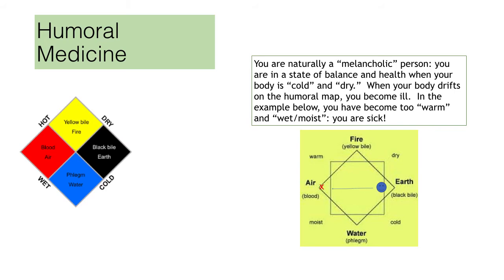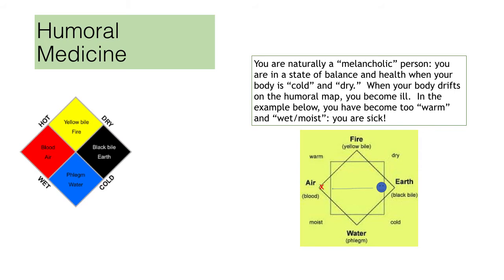Hippocratic Galenic humoral medicine taught that all human bodies were comprised of various elements or humors. These humors were yellow bile, black bile, phlegm, and blood. Each of these humors corresponded to particular qualities in a person. So, yellow bile, hot and dry; black bile, cold and dry; phlegm, cold and wet; blood, hot and wet. These four humors are also associated with the four elements of Aristotle: earth, air, fire, and water.